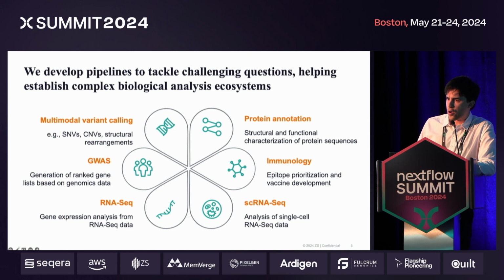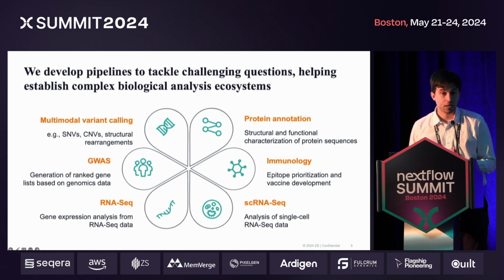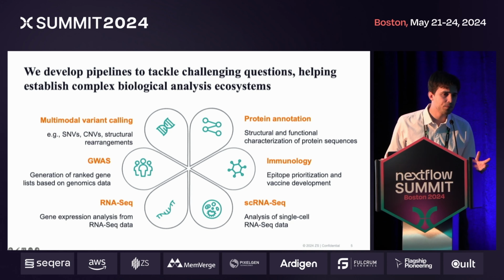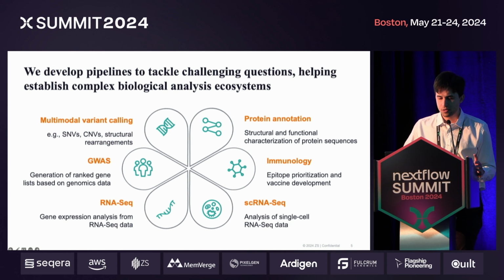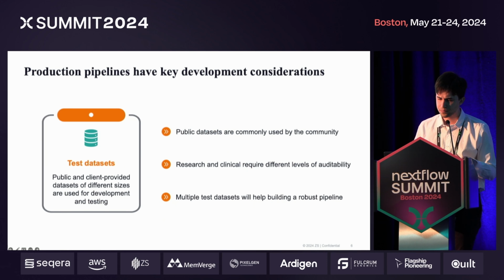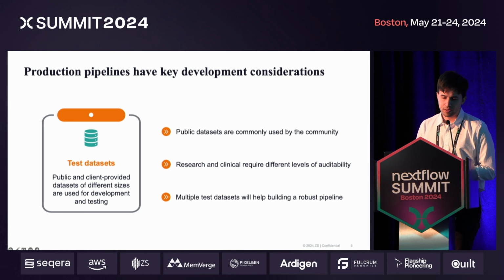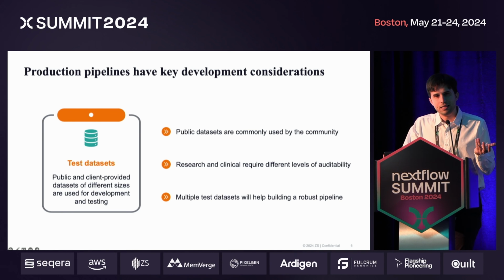And while the pipelines we develop are different in nature, they belong to different types of bioinformatics analysis, they do have some things in common, things that are part of our development process, and I would like to highlight some of those. First, let's talk about testing, which is a crucial part of development. When it comes to the type of datasets that we use, both publicly available datasets, which are more commonly used by the community, and also private datasets provided by our clients, which are important because this is the type of data that is more likely going to be run through the pipeline.